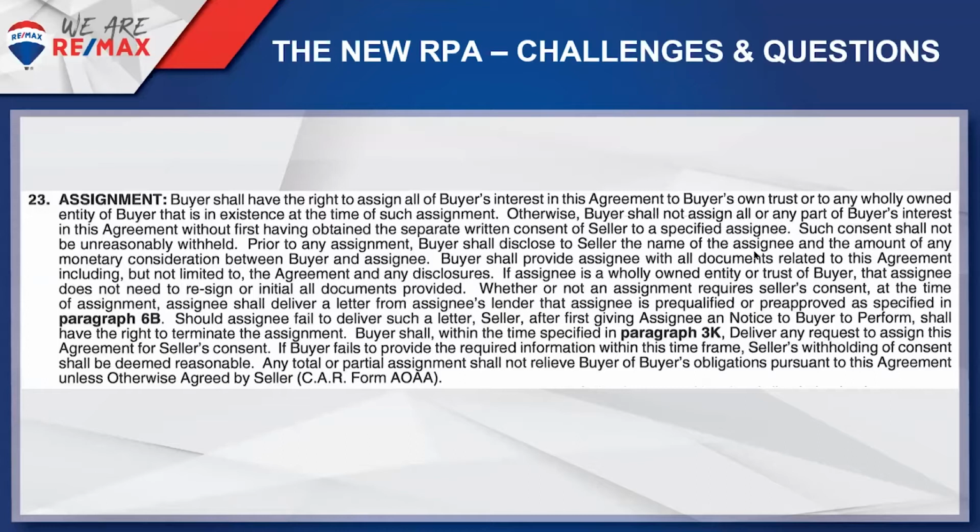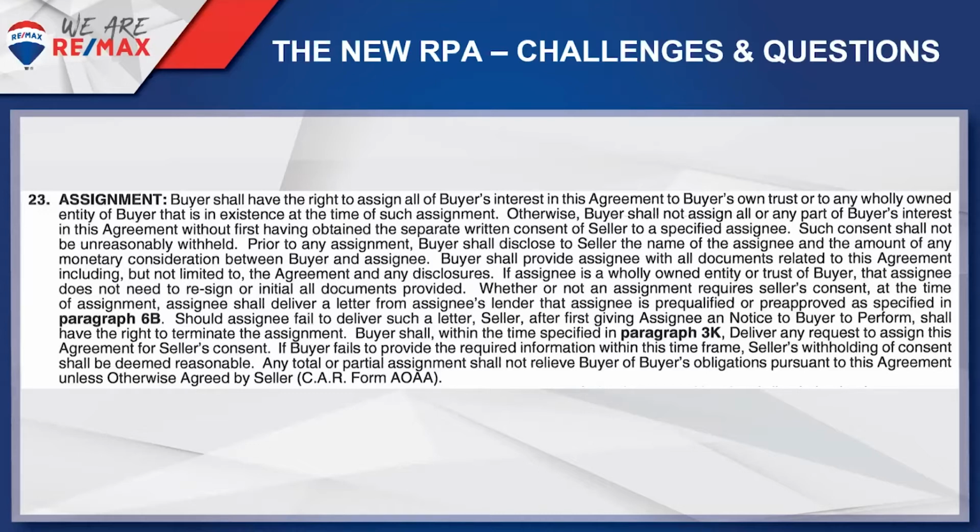All right. The other issue is, of course, you do need written consent for a specified assignee, and you do that with the AOAA document. You name who the assignee is. Another thing I want to point out is, if there's a monetary consideration provided to the buyer by the assignee, the person who's receiving the assignment, that must be disclosed to the seller.